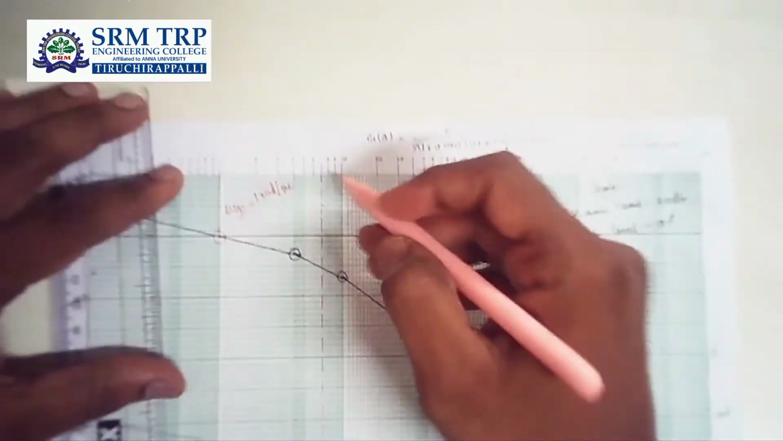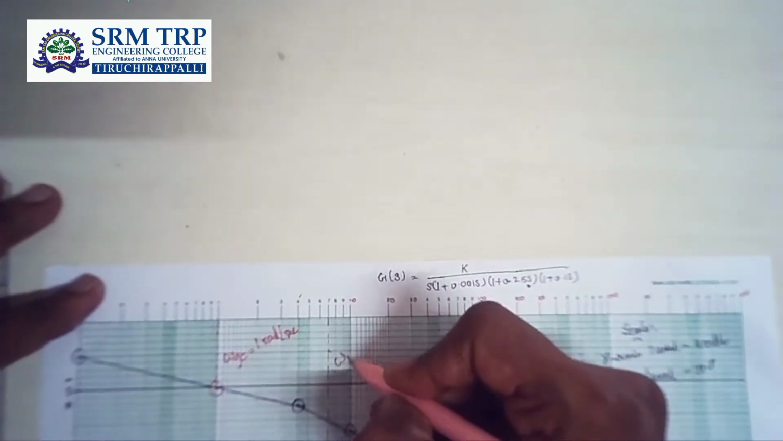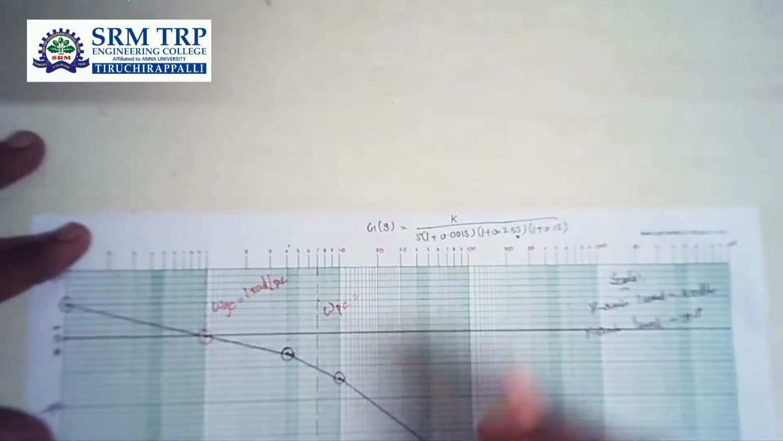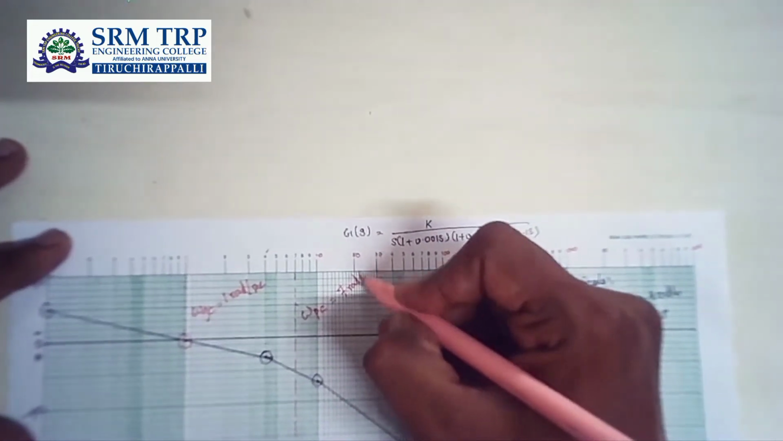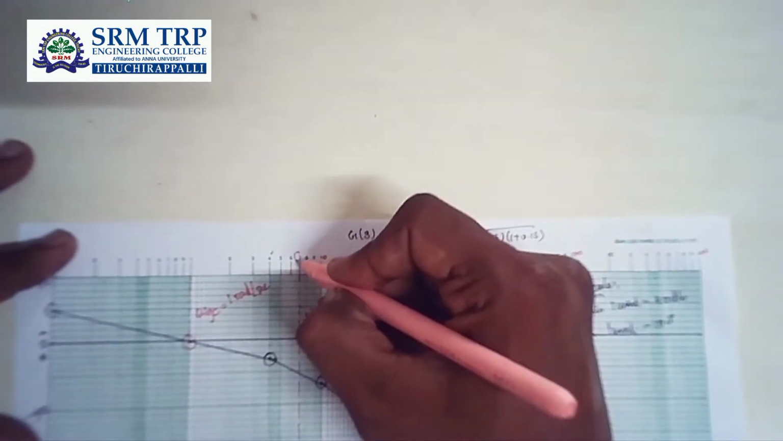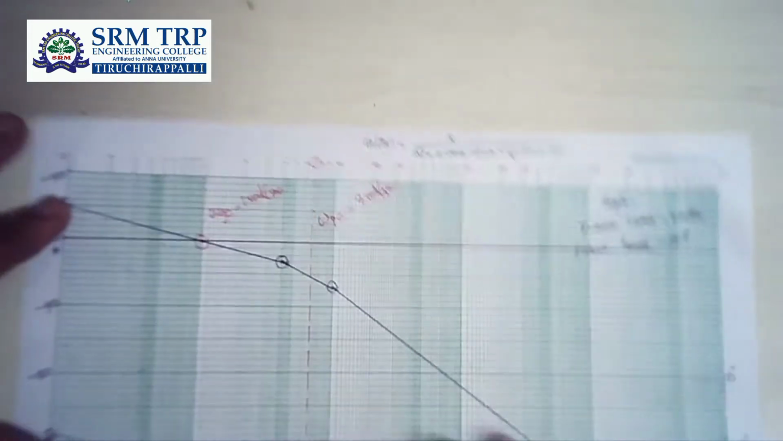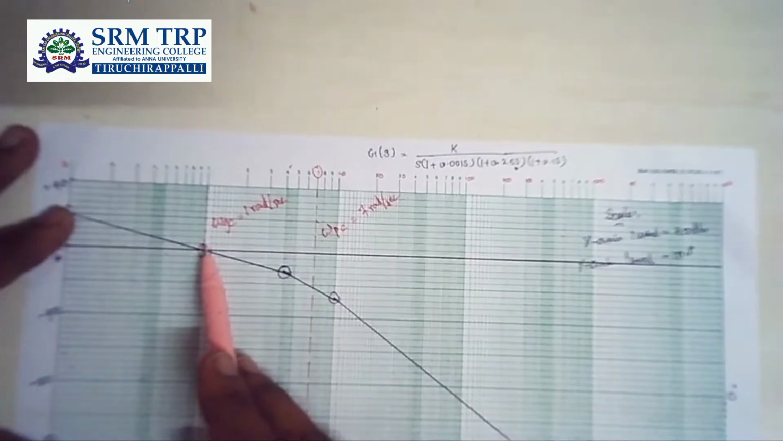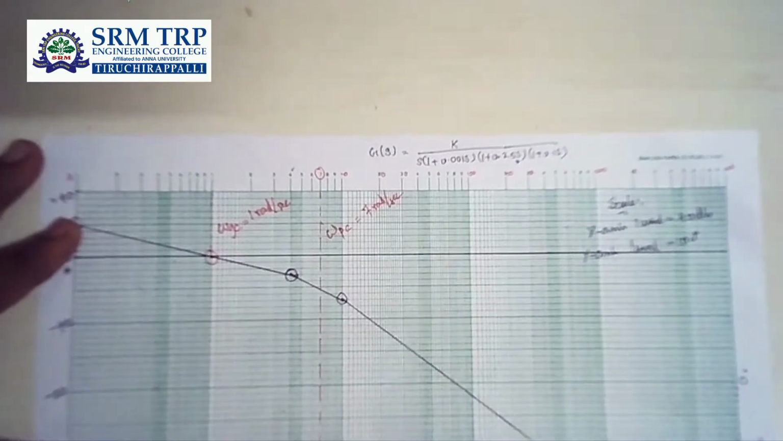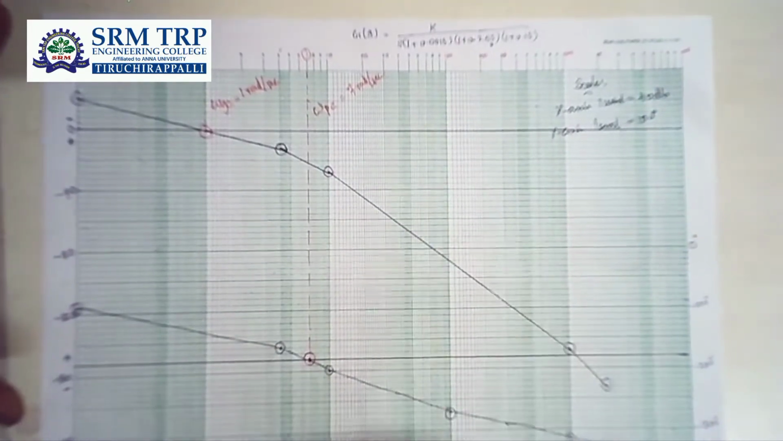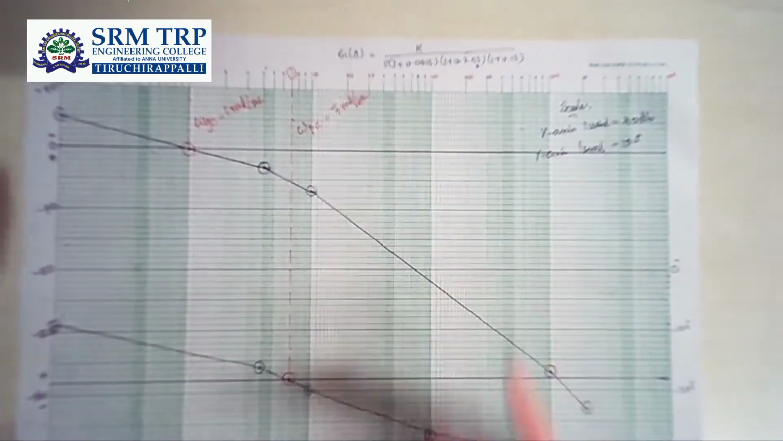The frequency that I got is omega PC. Omega PC is the phase crossover frequency and that is 7 radian per second. You can see this one, 7 radian per second. So first I have determined the gain crossover frequency and second the phase crossover frequency. Now we are going to see how to determine phase margin and gain margin.